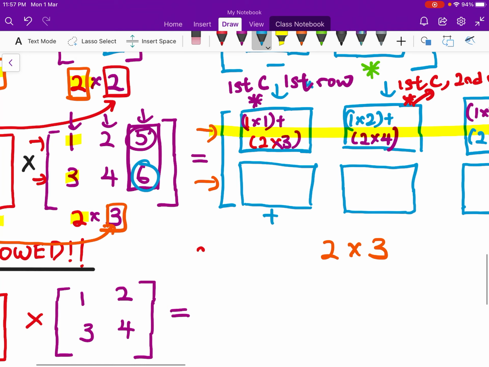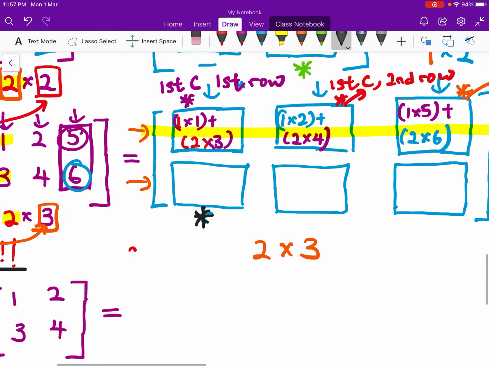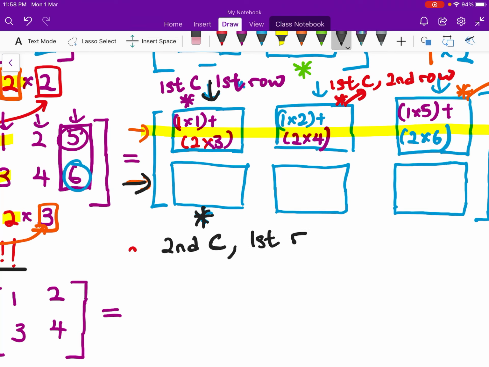Maybe I just put here. This box, as we can see, is it still at the first column? No, right? So this is our second column already. So now we are at our second column. C for column. Then what row? First row, right? We are still at the first row. Maybe I just put R.